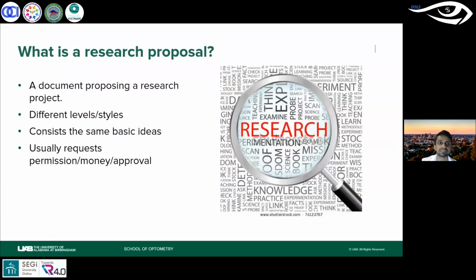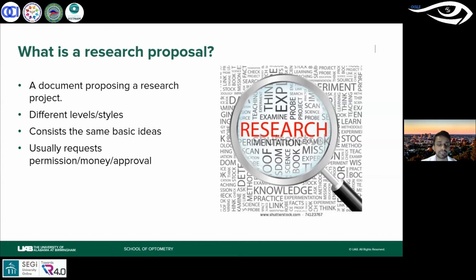So, what is a research proposal? It's nothing but a document proposing a research project: what you are going to do, how you're going to do it, etc. There are different levels of it. You should find out what level you are at. If you're doing an NIH funded 5 or 10 year research, that's going to be a completely different style or level of research proposal. Whereas if you're doing a 3 or 4 month project in your optometry school, there's going to be a different style or level. It consists of the same basic ideas as to how you're going to do it, what the intended outcome is, what tests you're going to perform, but the details may differ.